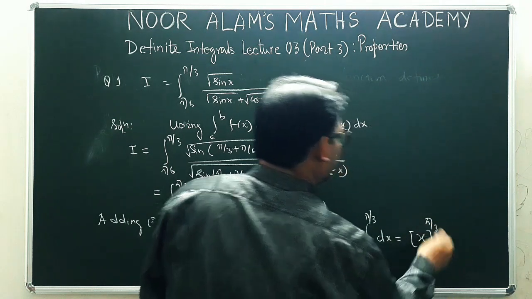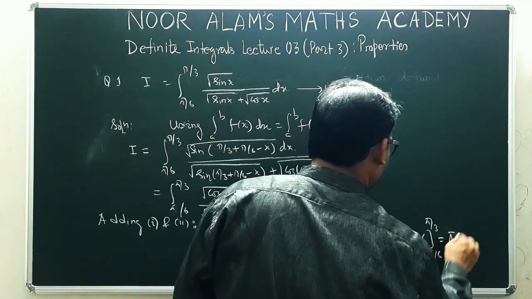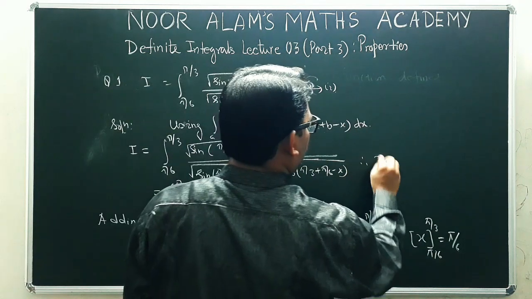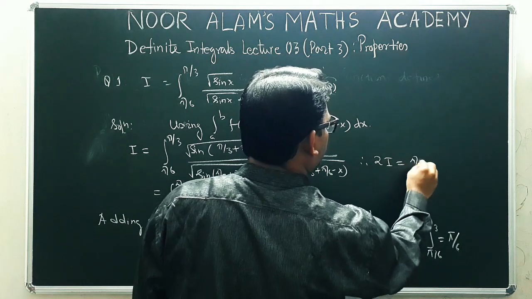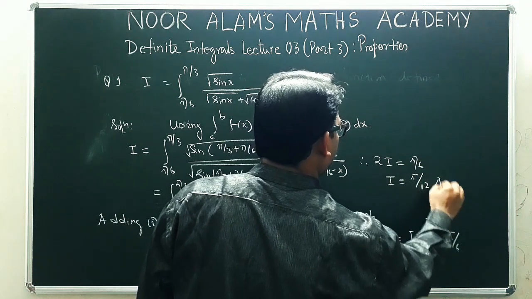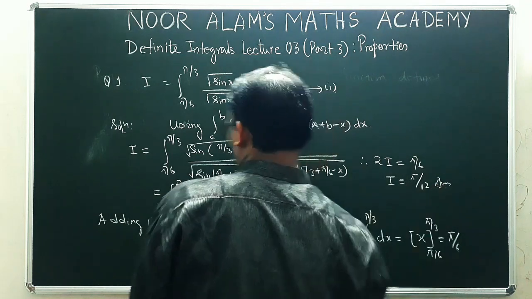Now what is its value? Pi by 3 minus pi by 6, which is nothing but pi by 6. So this is the value of 2I. Therefore, the value of 2I is pi by 6, and I is equal to pi by 6 divided by 2, which is pi by 12. This is the answer. Hope all of you understand this.